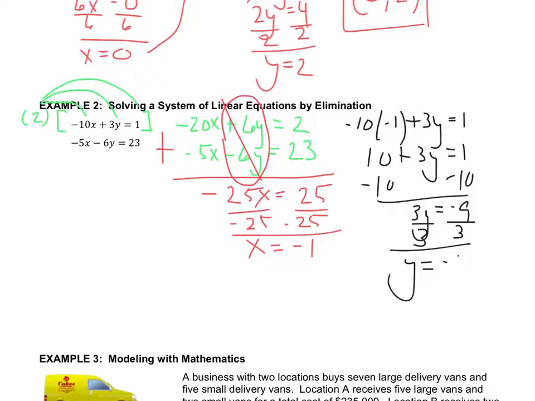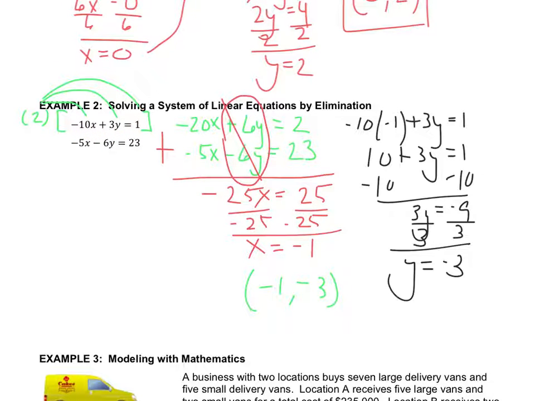3y equals negative 9. Divide by 3. Y equals negative 3. And remember, this should work as an entire ordered pair for both equations. So maybe I should do a check. So negative 1, negative 3 is what I think the answer is. So if I plugged in the negative 1, we get positive 10. 3 times a negative 3 is negative 9. 10 plus a negative 9 is 1.